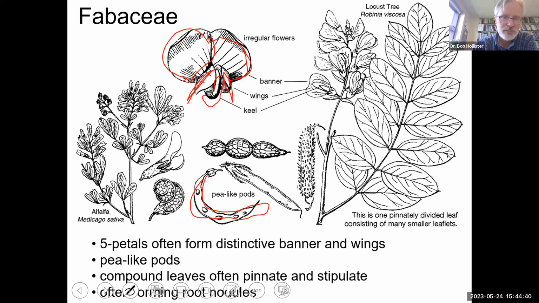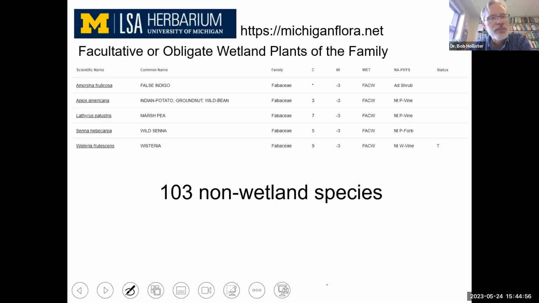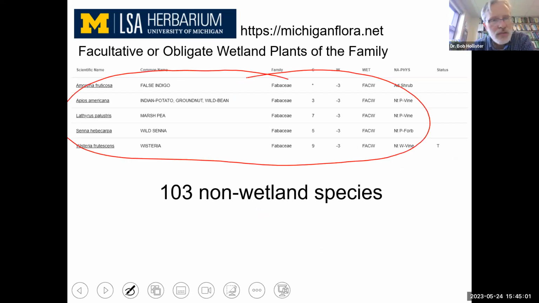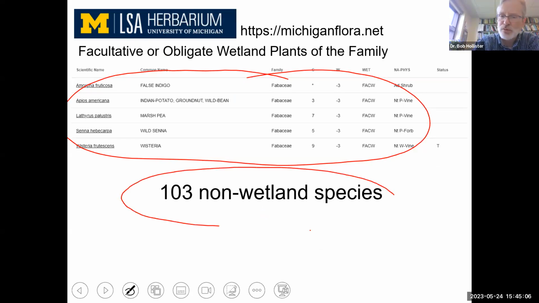Other easy things are they tend to have these really pinnate leaves. So that's pretty common. And then they also have the root nodules. I'll talk more about that in just a second. There aren't many in wetlands. There's only a handful here, right? But again, it's a super, super common family in Michigan. So know the ones in wetlands and then apply that knowledge upland.